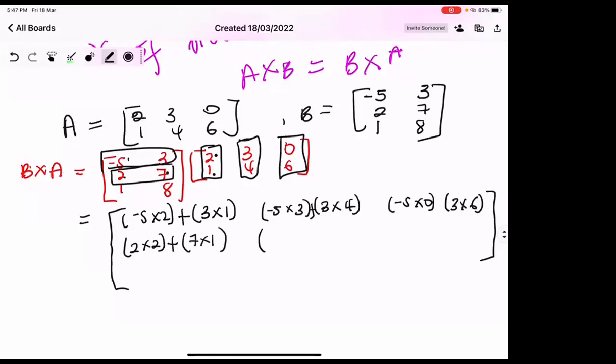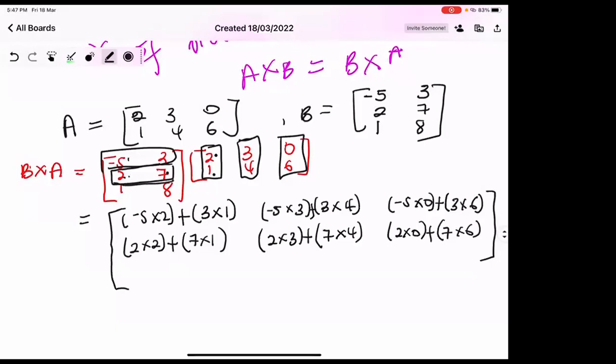We move on to the second column. 2 will go to 3. So we have 2 times 3. And 7 goes to 4. So we have 7 times 4. The results, we sum them. Then the last, we have 2 times 0. There's an additional filter here. Times 0. Then 7 times 6, and the result is sum them.